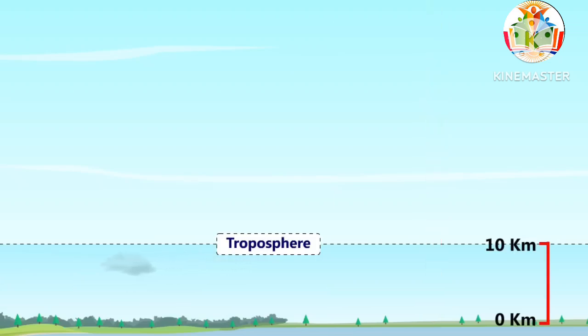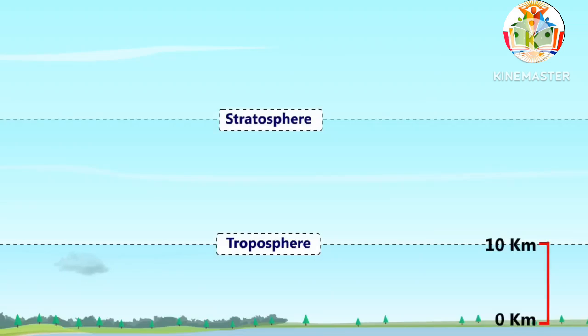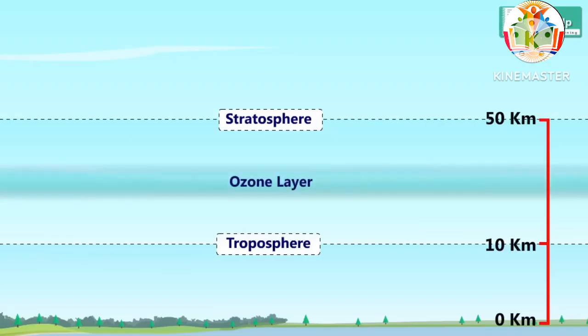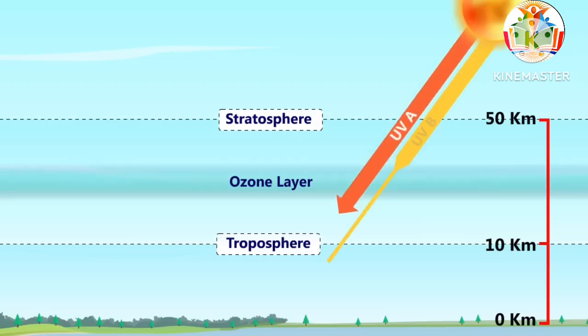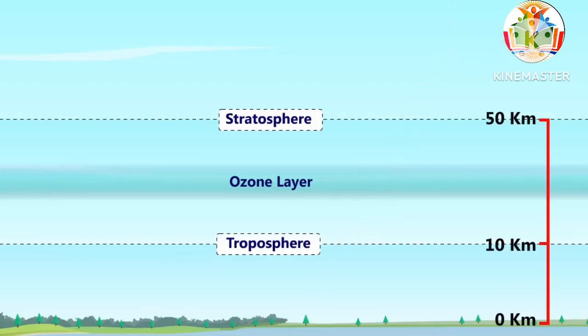The next layer up is called the stratosphere. The stratosphere extends from the top of the troposphere to about 50 kilometers, 31 miles, above the ground. The infamous ozone layer is found within the stratosphere. Ozone molecules in this layer absorb high-energy ultraviolet UV light from the sun, converting the UV energy into heat.